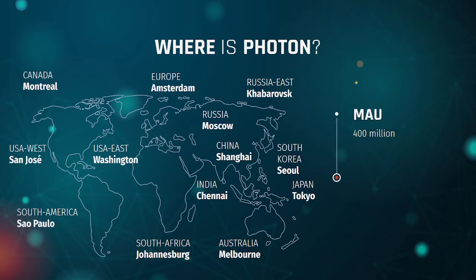So where is Photon? Where are their servers? They have 400 million monthly active users, and they are everywhere in the world. You see, they are in Europe, in Amsterdam, because they have very good nodes there. They have a traffic of 4 petabytes per month for their games.